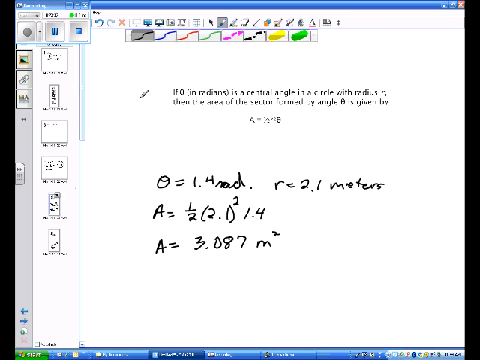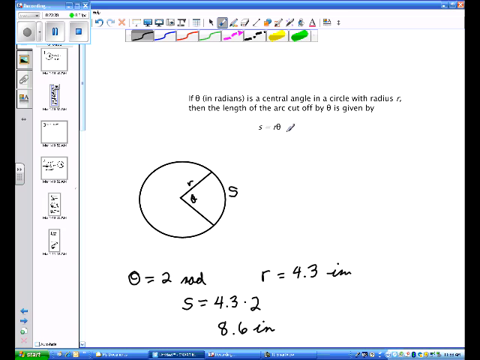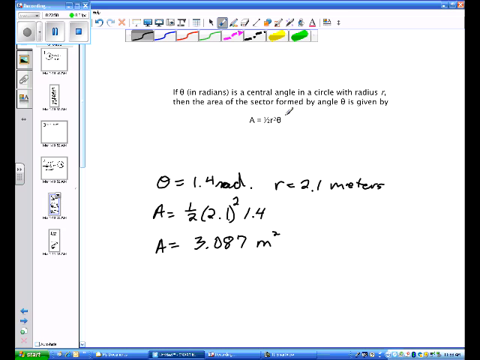So this is basically looking at two formulas. One dealt with arc length, and arc length is equal to the radius times the central angle in radians. We have to have that central angle in radians. And then our area of a sector is equal to 1/2 r squared theta.